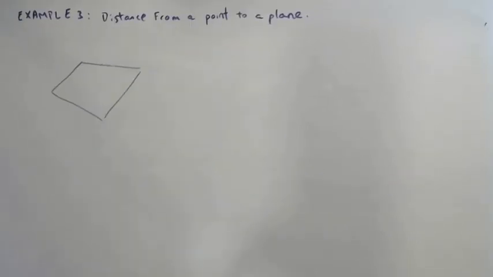Okay, if we know that a point is not on a plane, like we did in example 2b, we found out that we had a point that was not on a plane, and that told us that the line and the plane were distinct. The next question would be then, well, how far away is that point from the plane? So that's what we're going to be figuring out in example 3.